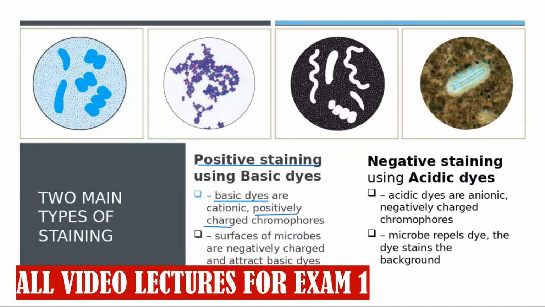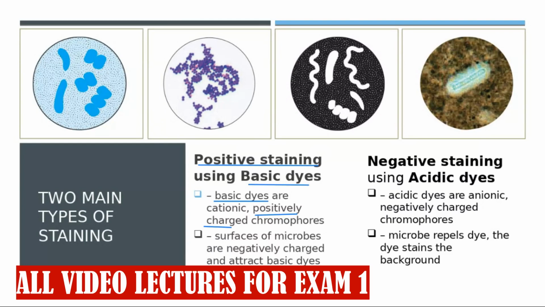If we stain the cell with basic dyes or positive dyes, what happens? The positive dye will bind to the negative charge of the cell membrane or the cell wall. It means that the dyes will stain the cell. So the cell will be stained if we use positive staining, if we use basic dyes.